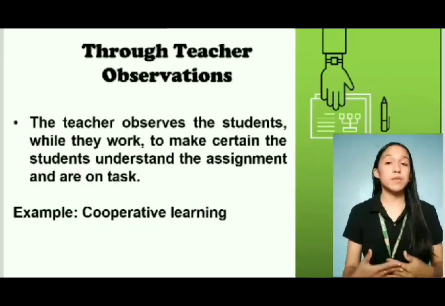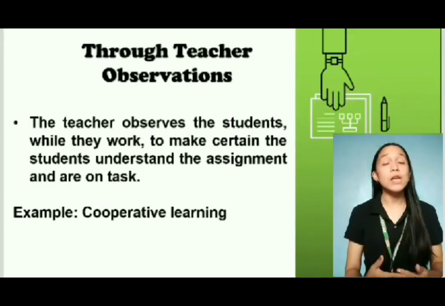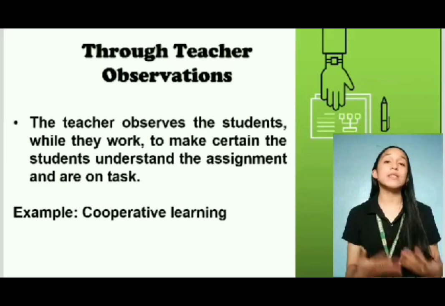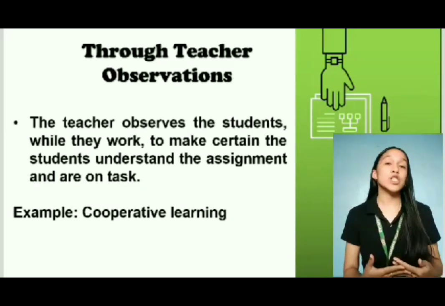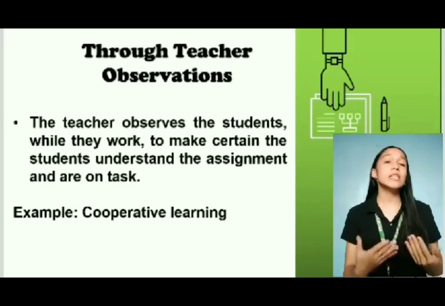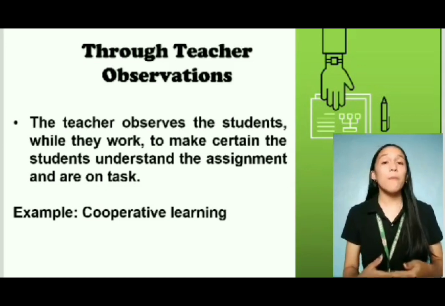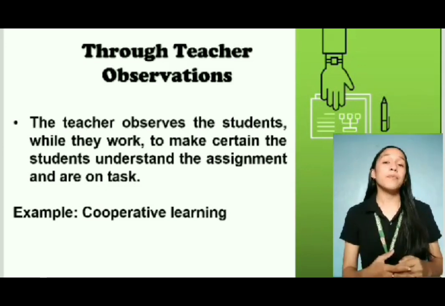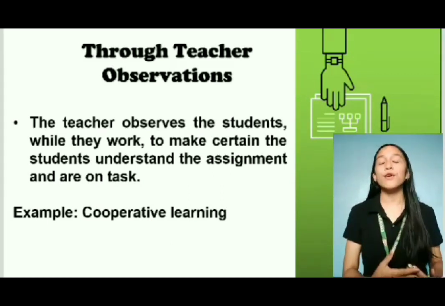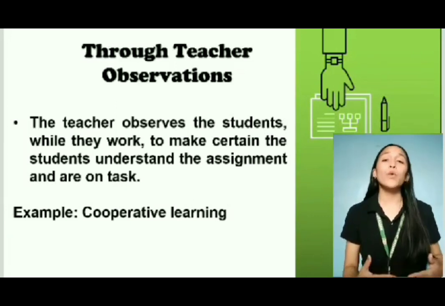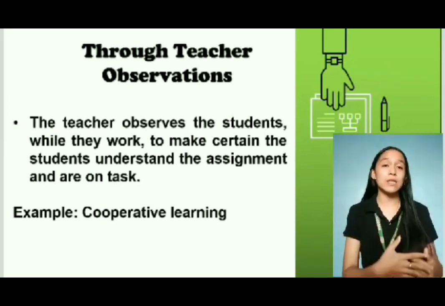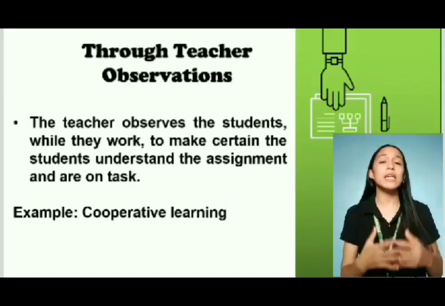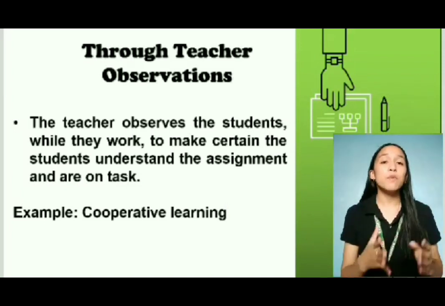Lastly, we have the teacher observation. The teacher observes the students while they work to make certain the students understand the assignment or the task. An example is cooperative learning. Here, the teacher can assess students' abilities by looking at them finishing their activities, as well as observing their behavior in the class. The teacher will know if a certain student really understands the topic discussed, or if not, he or she will reteach the topic and give more examples.